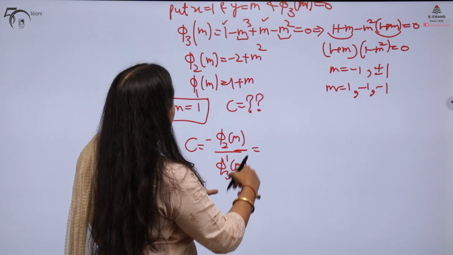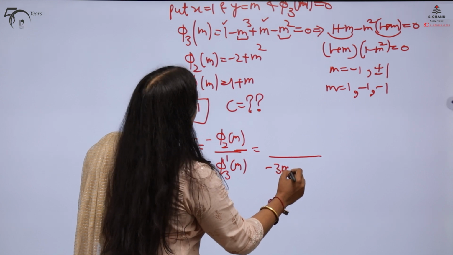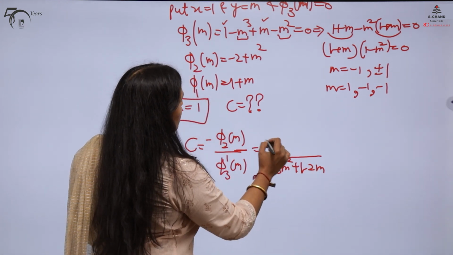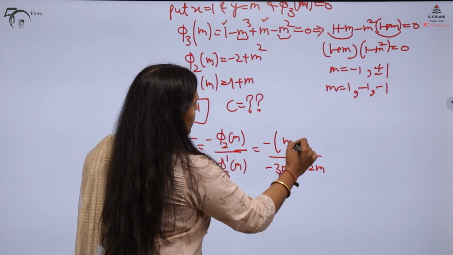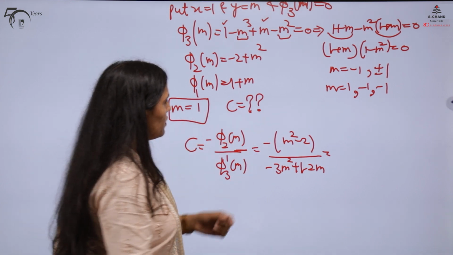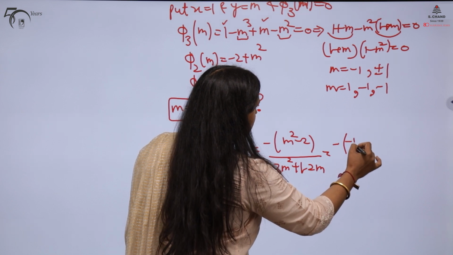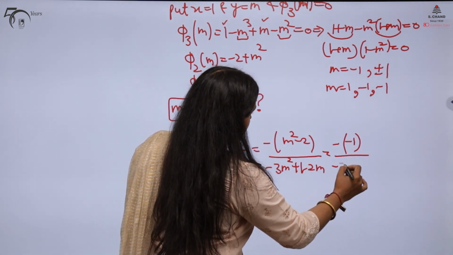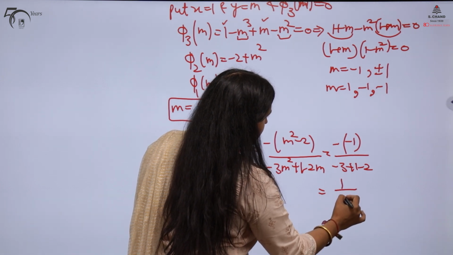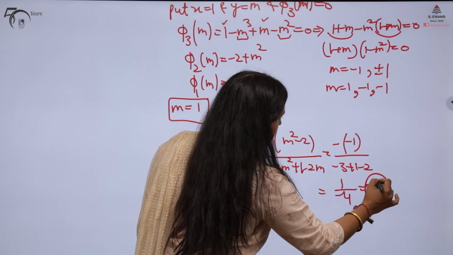So, phi 3 derivative of this term, what it will be? Minus 3m square plus 1 minus 2m, and minus phi 2m. This is your phi 2m. Put the value 1 in this. What you are getting? Negative of 1 if you are substituting. So, minus 1, then minus 3 plus 1 minus 2, 1 upon minus 4. So, this is your C value.